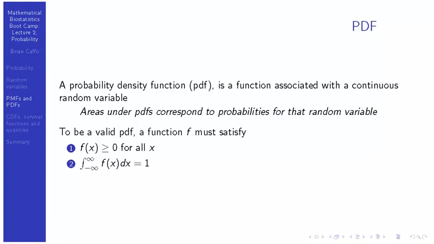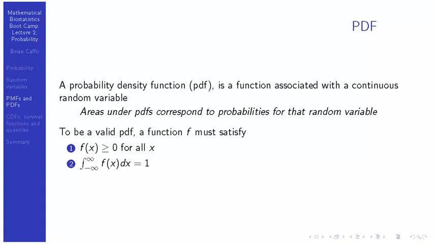So if you're modeling something as if the population it belongs to follows a bell curve, then you are saying that probabilities associated with that random variable are governed by areas under that bell curve. So that's just one example of a PDF. There's lots of different kinds of PDFs.